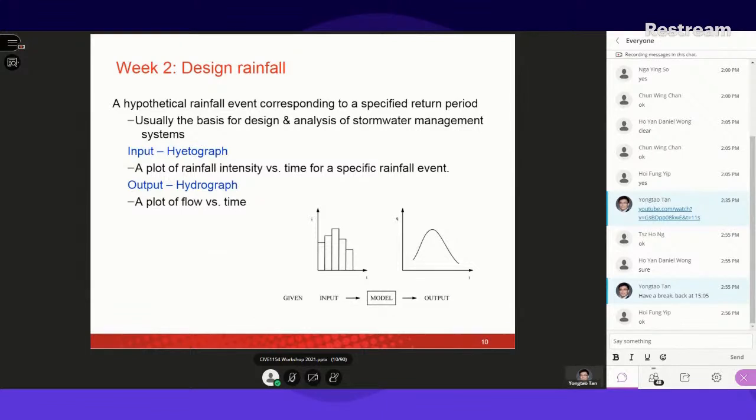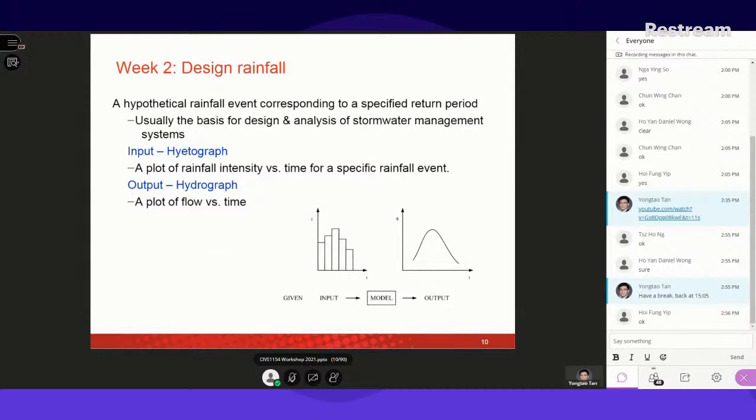Now we move to week 2, which is about design rainfall. A design rainfall is a hypothetical rainfall event, normally corresponding to a specific return period, which could be 1 year, 2 years, 10 years, 50 years, or 100 years. It is usually the basis for design and analysis of stormwater management systems. As input we have the hyetograph, and the output is a hydrograph.